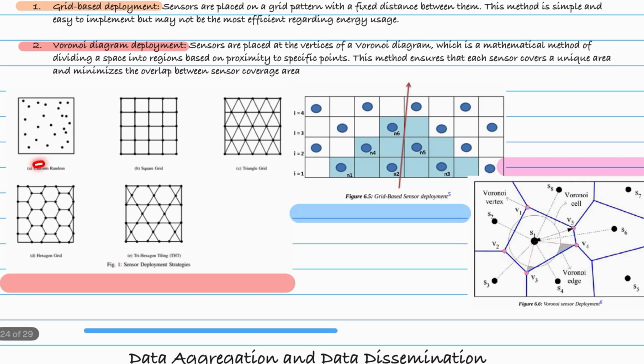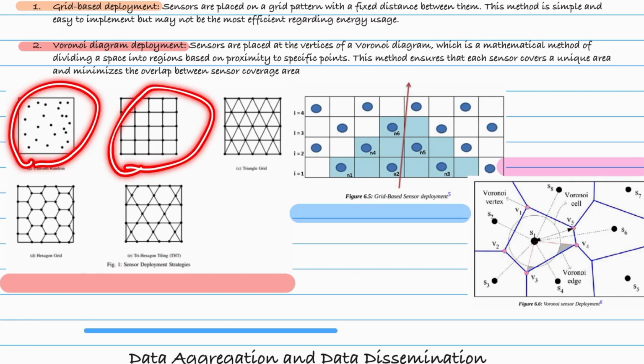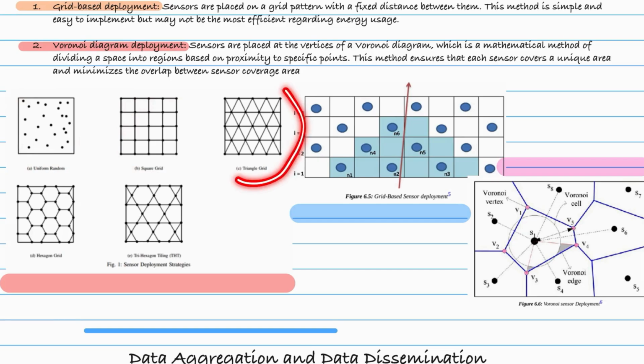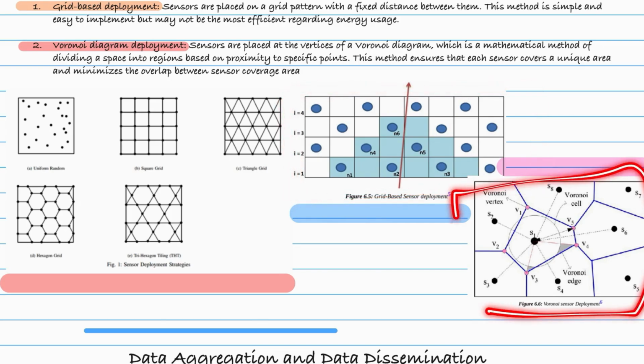Here you look at this is the random deployment. This is how square grid sensor deployment works. This is the triangular, this is hexagon, and this is the tri-hexagon deployment. And if we talk about grid-based, this is how it looks like, and this is the deployment of the Voronoi sensor strategy.